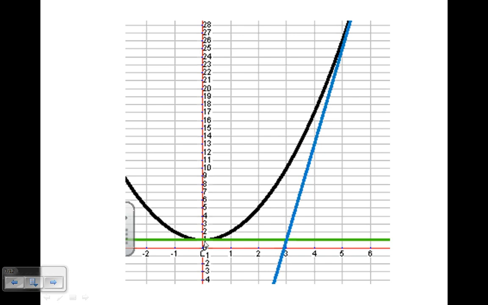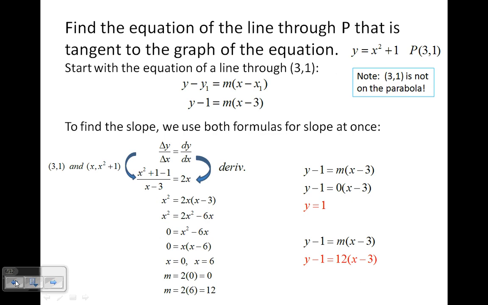So if you happen to notice that the point given, 3, 1, has the same y coordinate as the vertex of the parabola, then this green line should be pretty obvious, that's horizontal. So you have that equation already, then we just need the blue one. So for equation of a line, I like point slope form. I've plugged in my point as being 3, 1. I just need the slope. So how do I get slope?